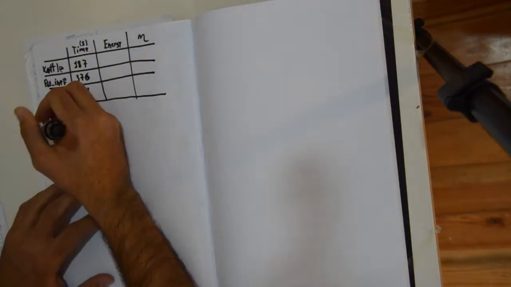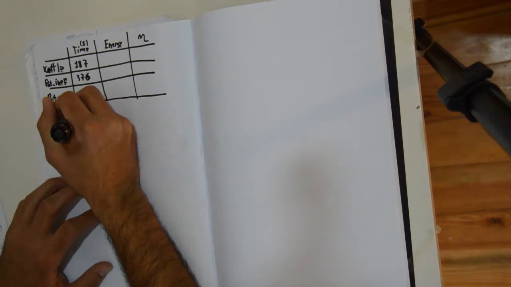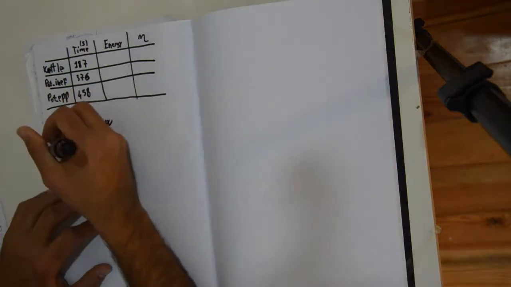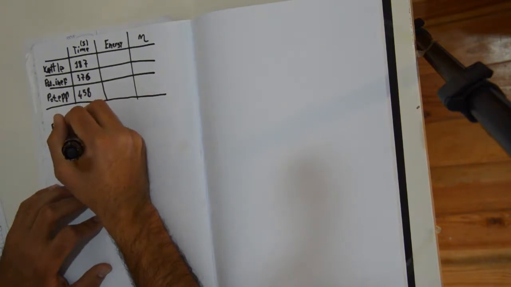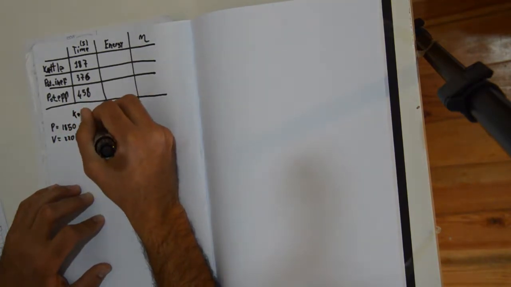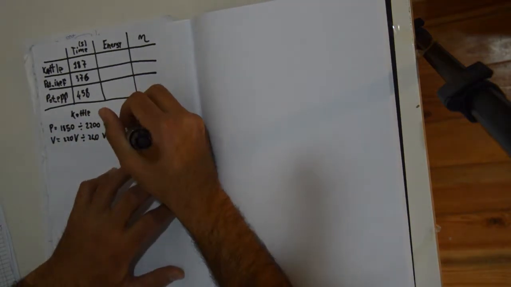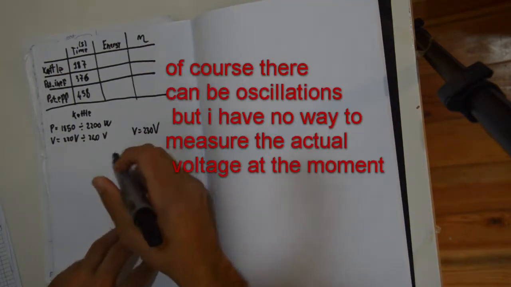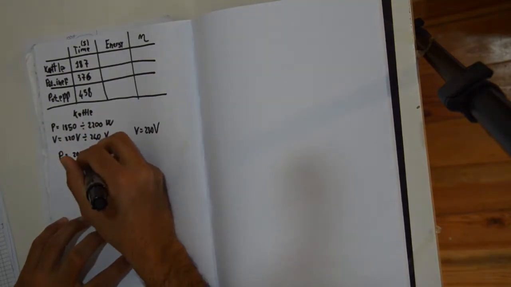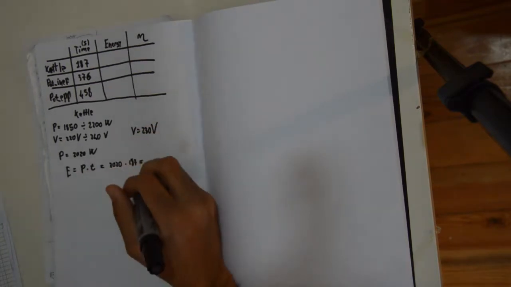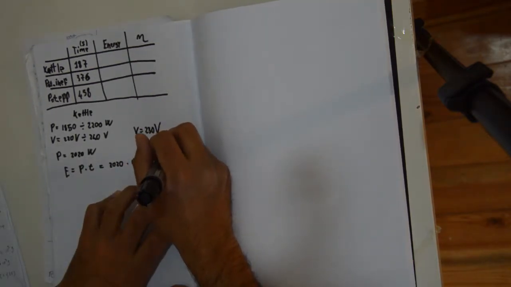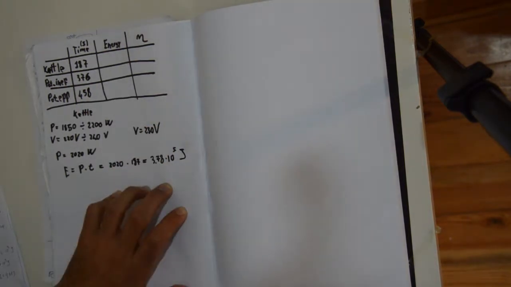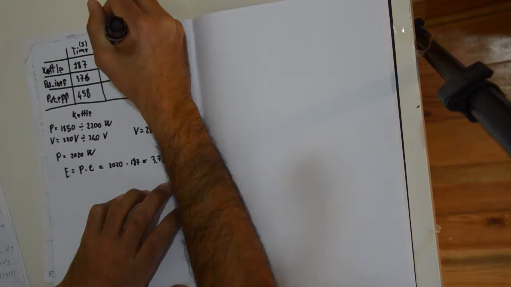So the kettle had a rated power that goes between these two values, and the voltage is rated to be between 220 volts and 240 volts. Now in Portugal, where I live now, the voltage is 230 volts. We're going to use this value, and for this value the energy spent in this first method is energy equals power times time, which gives us 3.78 times 10 to the 5th joules. So let's put it here, and the units will be joules.